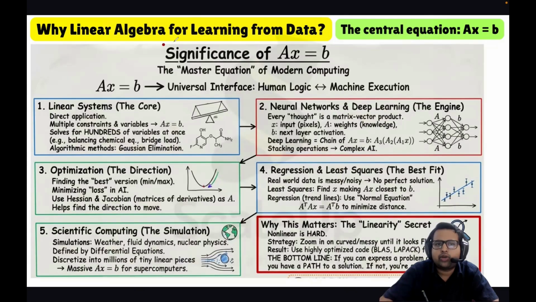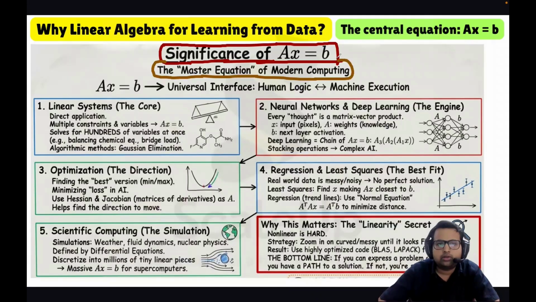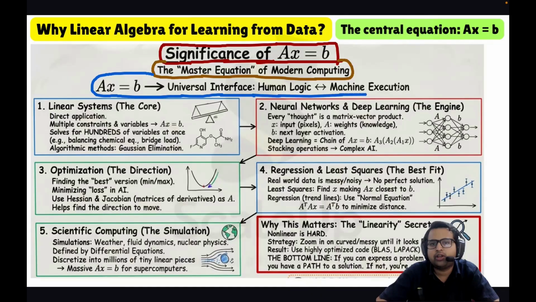Now let us look at the significance of the equation AX equals B. The equation AX equals B is the master equation of modern computing. While this equation looks like a simple algebraic statement, it serves as the universal interface between human logic and machine execution. Now let us understand the significance of this equation in certain critical domains.